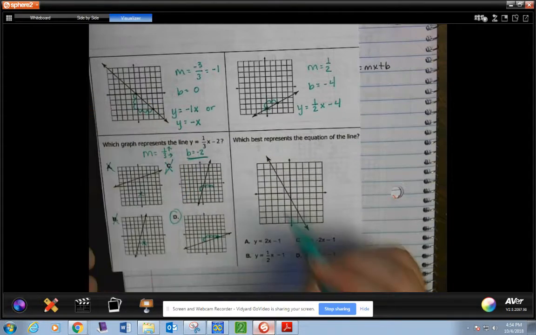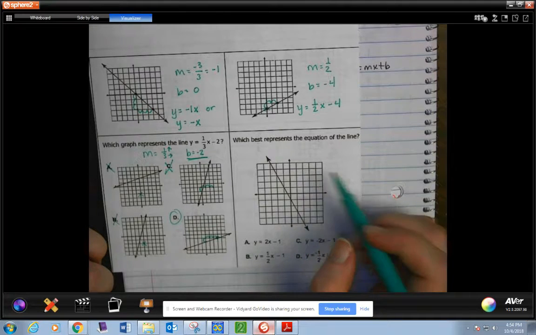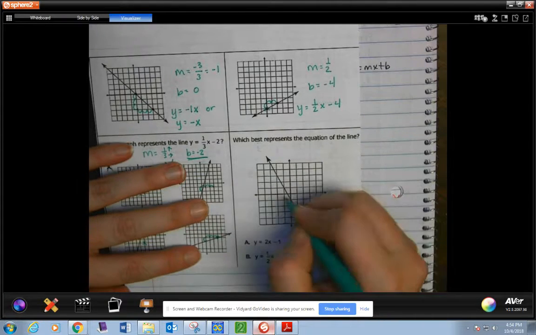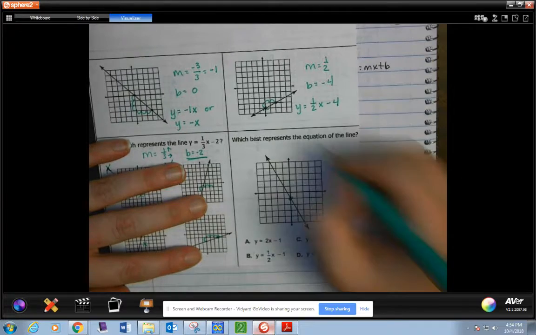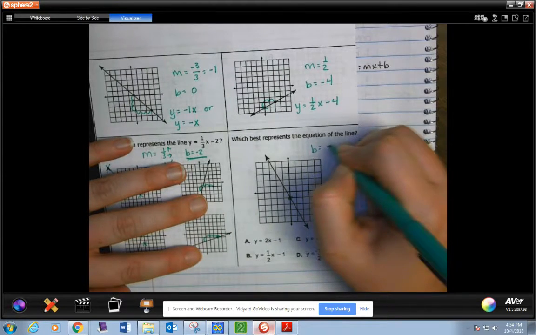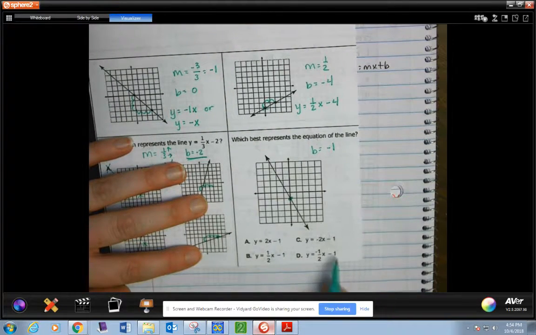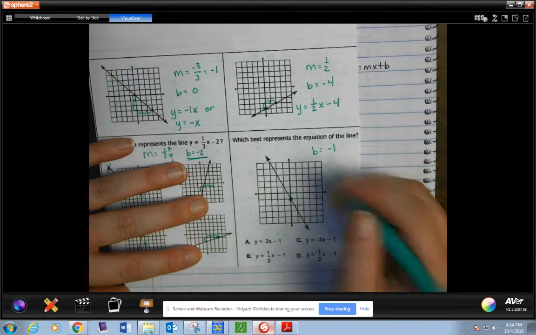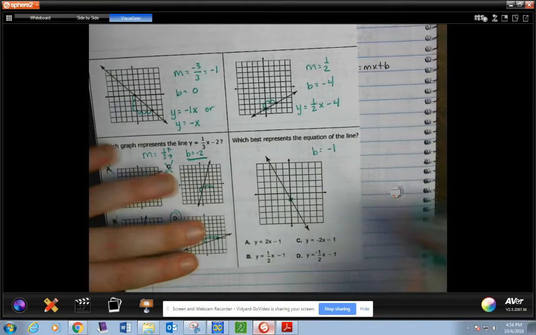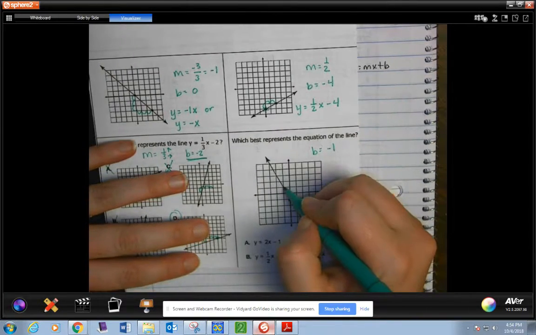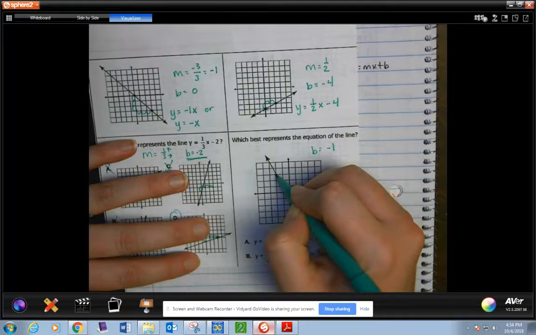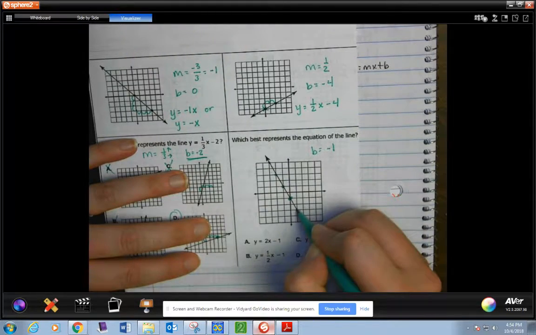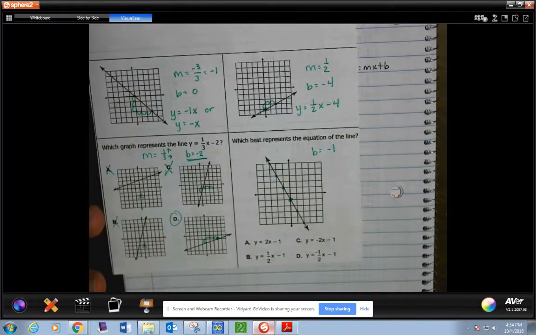Okay, for the next question, which best represents the equation of the line? Find your y-intercept first. That's the easiest thing to do. Your y-intercept is -1. Well, that didn't eliminate any answer choices for you. Bummer. Since they didn't give you any other dots, you can find any dot you want, but it has to go through a perfect intersection. So you could have a dot here, a dot here, a dot here, a dot here, or a dot here. Wherever you want to look.